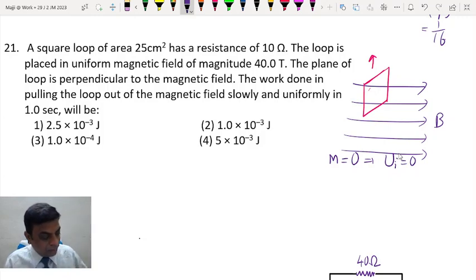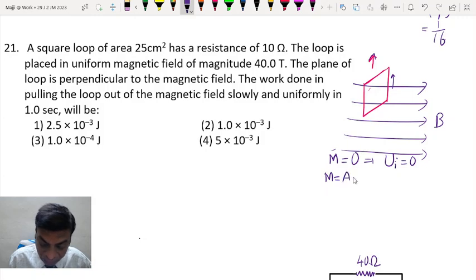But when it is pulled up, during the course of its upward motion, EMF will be induced in it, and the induced EMF will render it a magnet. The coil will become a magnet because current will flow, and accordingly it will have a potential energy. So now the magnetic moment will be A into N into I. Of course there is no number of turns, so we'll assume it to be 1. In that case, it will gain potential energy, which will be minus MB cos theta.